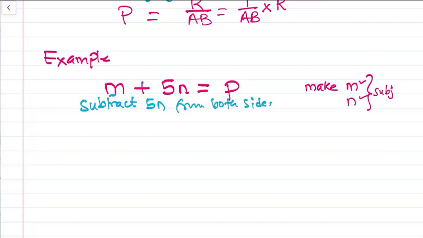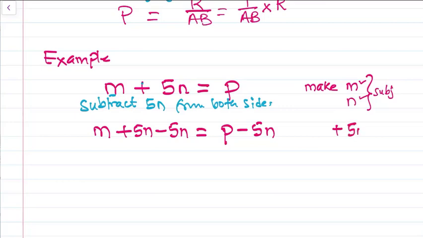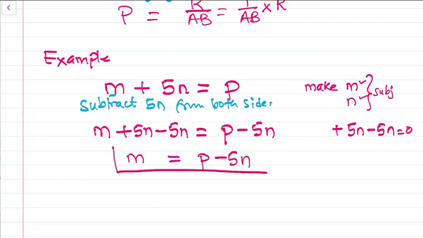So you know what that becomes? We're going to have M + 5N - 5N = P - 5N. Remember from our study of signed integers, when we have plus 5N minus 5N, what we are saying in essence is you have 5 and you are giving out 5. That will give us 0. So this will become M = P - 5N. And that is how you make M the subject in this instance.